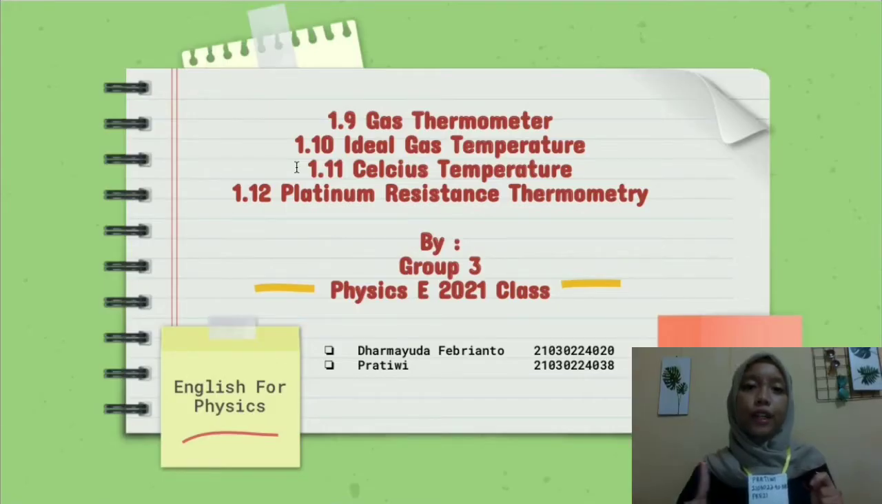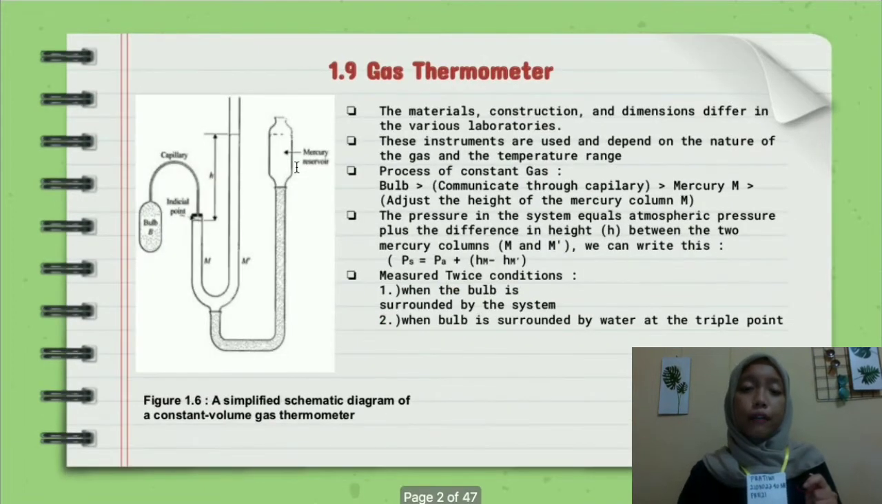Okay, for the first material, I want to tell you about 1.9, the gas thermometer. First, what is a gas thermometer? A gas thermometer is an instrument to indicate the measurement of temperature. So one thermometer and another thermometer have materials, construction, and dimensions that differ in various laboratories. Why? Because the instruments used depend on the nature of the gas and the temperature range.